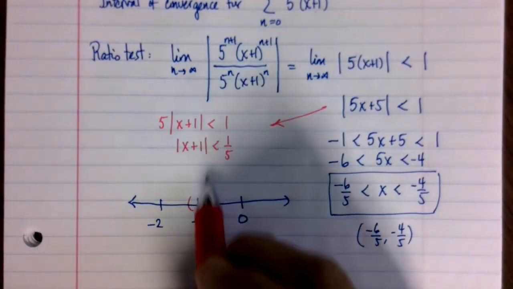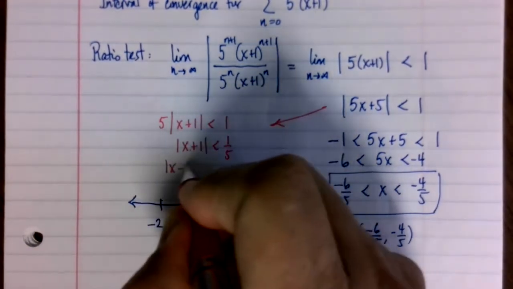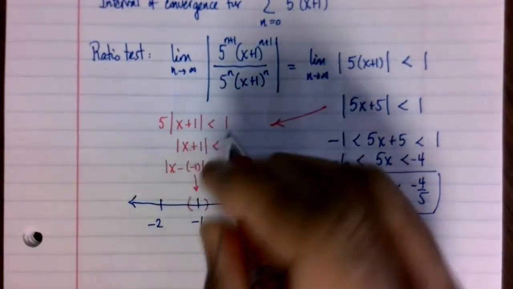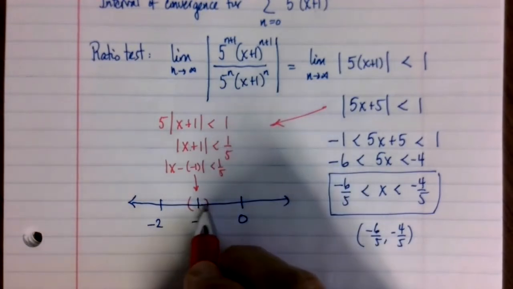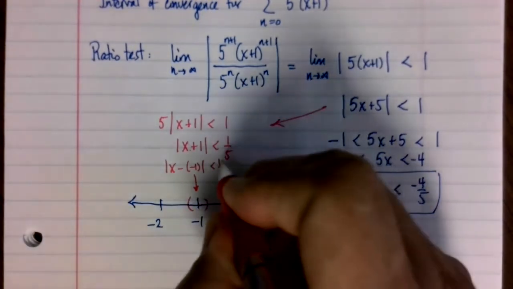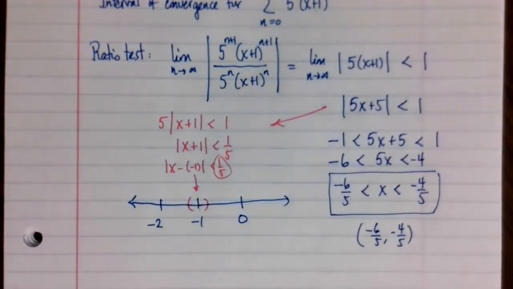This interval is centered on negative 1. So I have x minus negative 1 less than 1/5. This negative 1 tells me the center of this interval. Also, the radius of this interval is 1/5. I go 1/5 up or 1/5 down to get to the two extremes. So the radius of convergence is 1/5, and the interval of convergence is the open interval negative 6/5, negative 4/5.